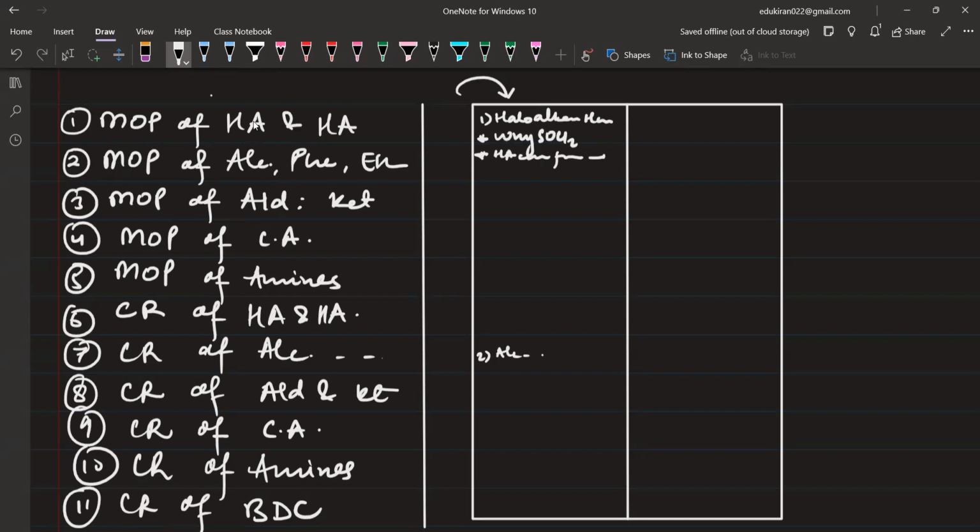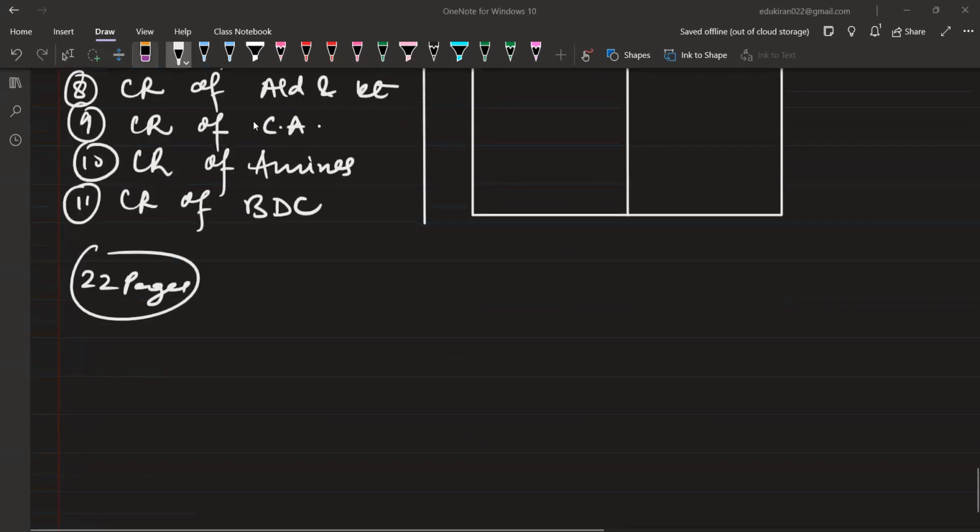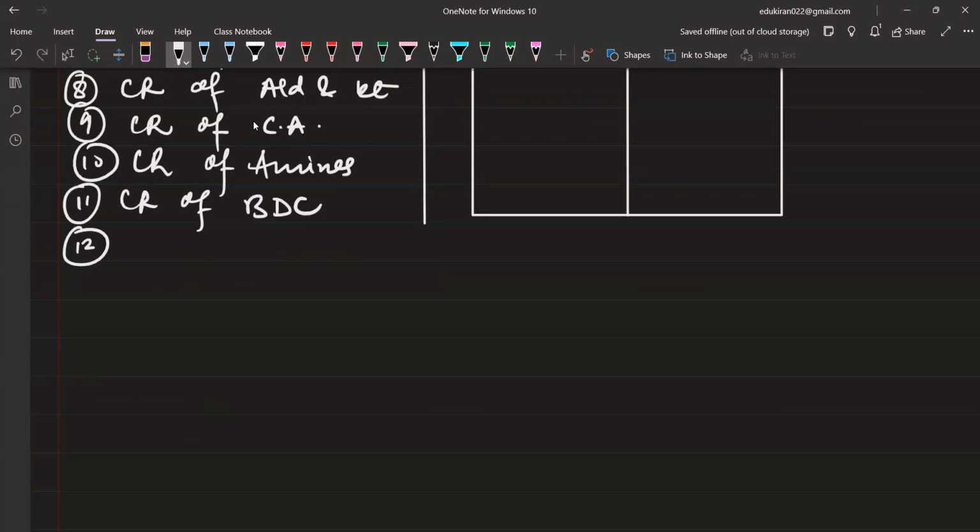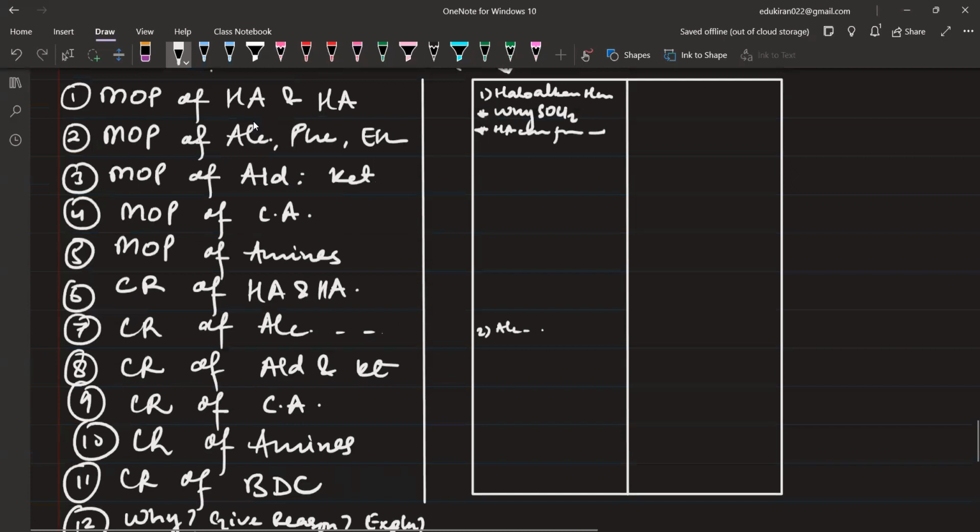So now you have 11 pages. Now 12 pages added. 12, 13, जो भी बोल दीजिए आप, ठीक? 12th section हम बोल दे रहे हैं. That is what it is going to be. Y type of questions. Why, give reason, explain. ठीक है? These type of questions are there.